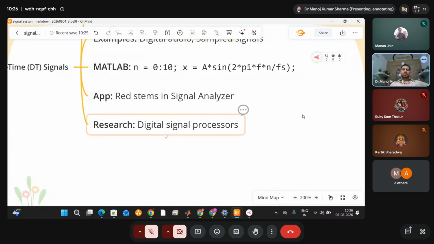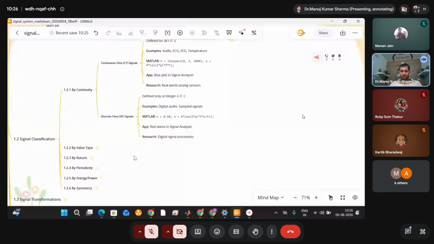For discrete signals, we require a processor which is dedicated to such signals, and those processors are known as digital signal processors, right?